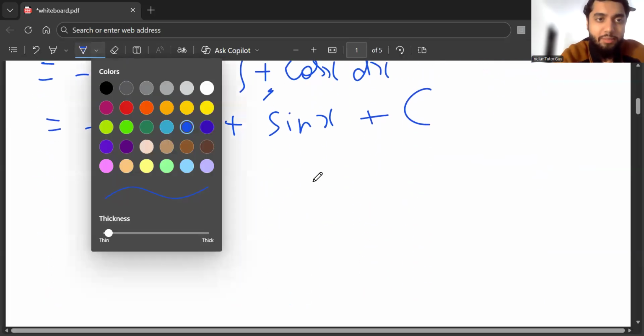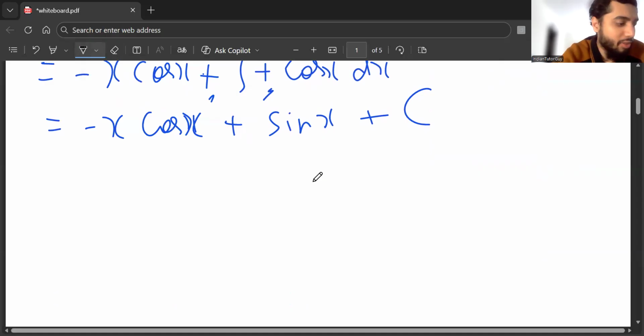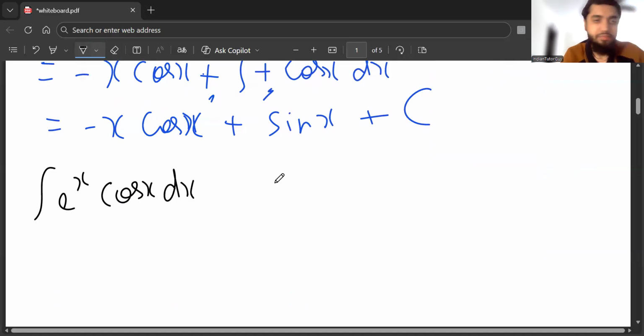Let's work through another example. So the second example we have is integral e to the x times cosine of x dx.